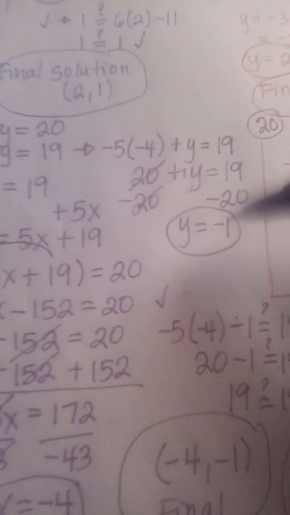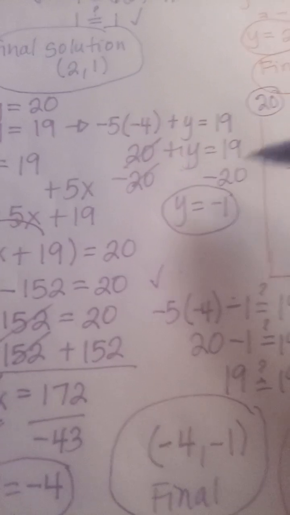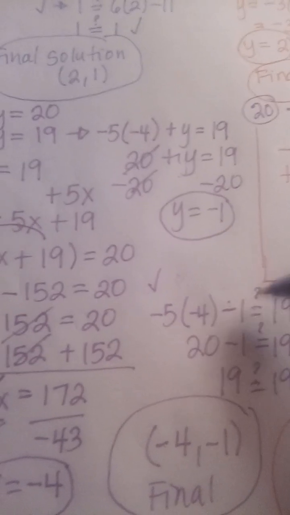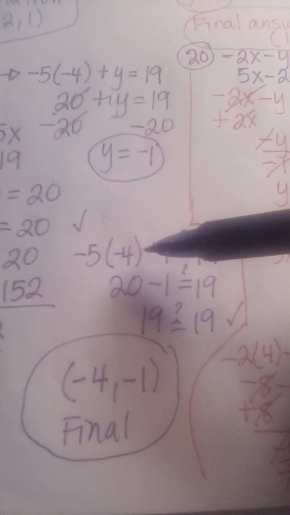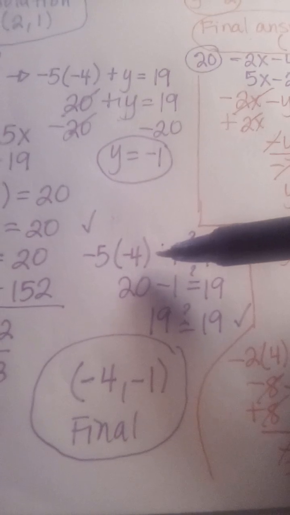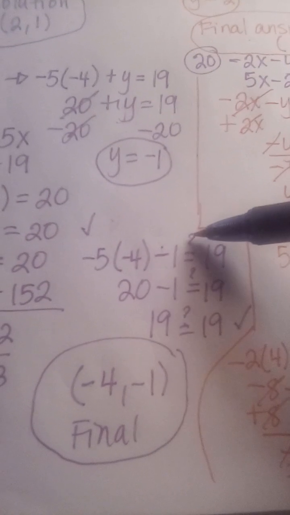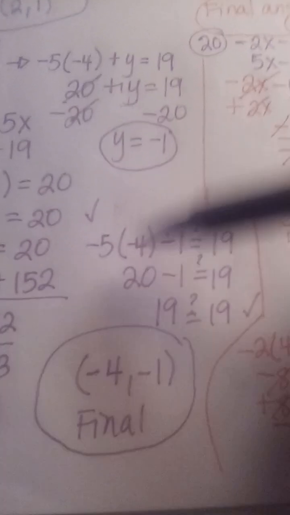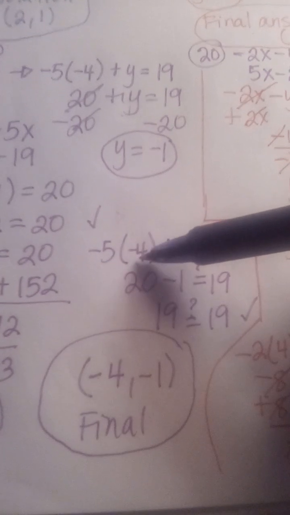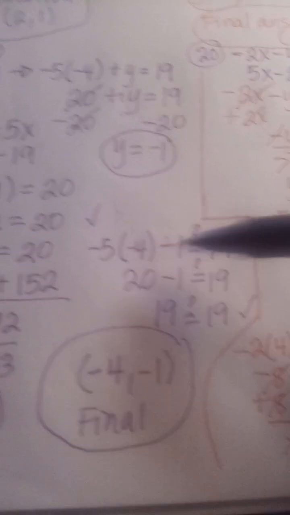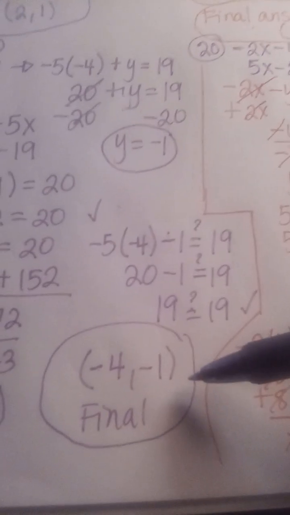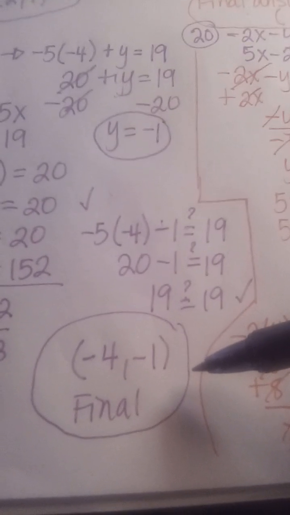We have x and y. Want to make sure it works out. Let's use one of the original problems, which is the second one. We have negative 5 times negative 4 minus 1, question mark, equals 19. Then negative 5 times negative 4 gives us 20 minus 1 equals 19. Does it match? Yes. Well, our final answer is negative 4 and negative 1.